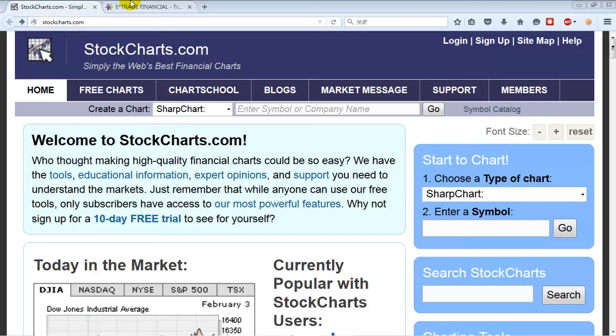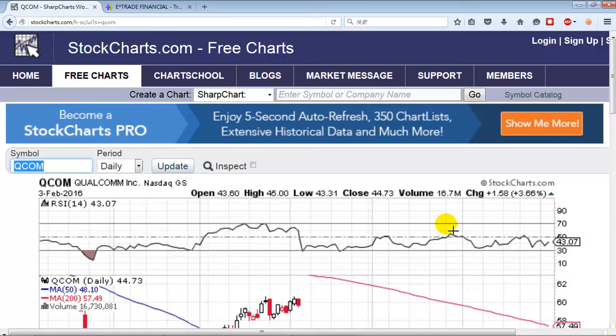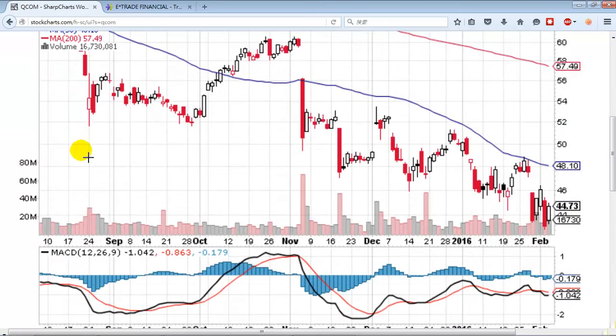In this video, I'm going to teach you everything you need to know about calendar spreads. So let's start by looking at a stock. We're going to look at QCOM. QCOM has been heading downwards, but if you'll notice, it has a lot of these big gaps.